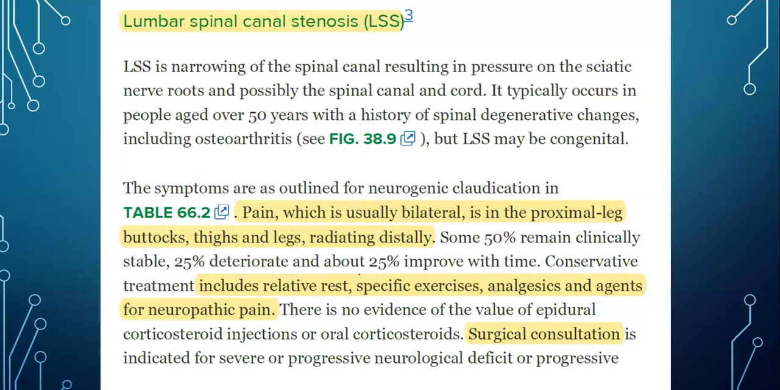Okay. Now, anytime if there is numbness, there is weakness, that means there is a neurological deficit. In that case, you might consider doing imaging such as CT or MRI. But just to diagnose sciatic pain, you don't need to do anything. So it's just like a clinical diagnosis. Okay.